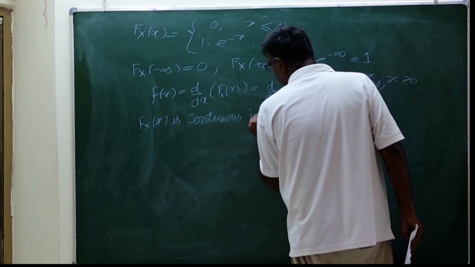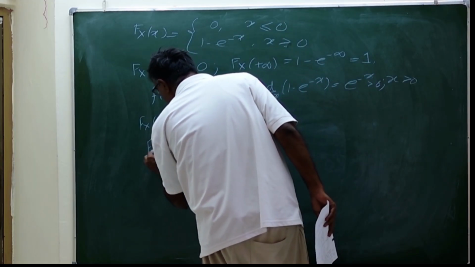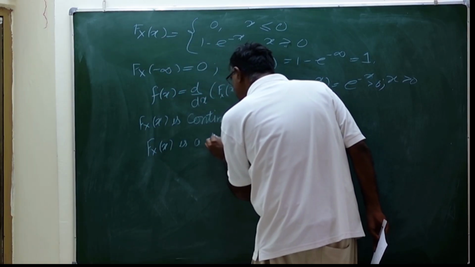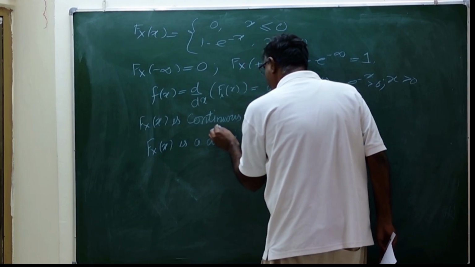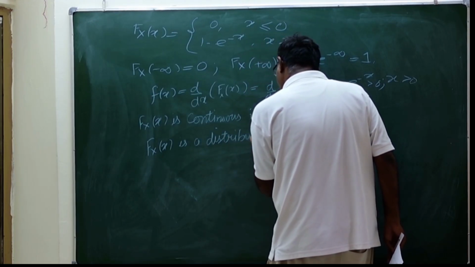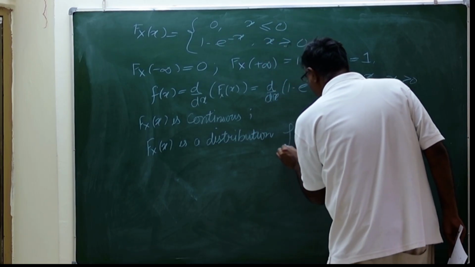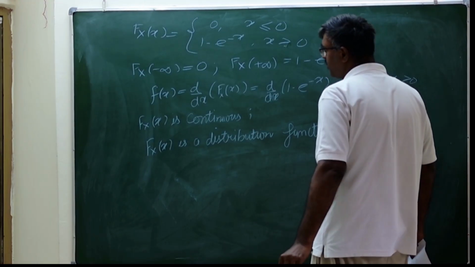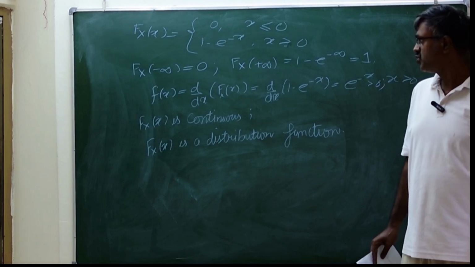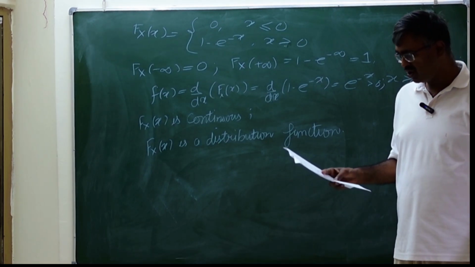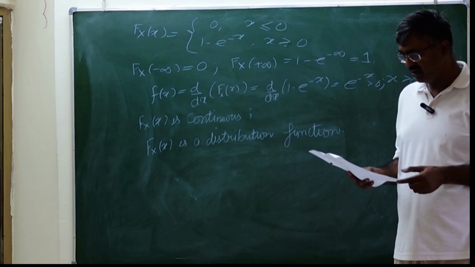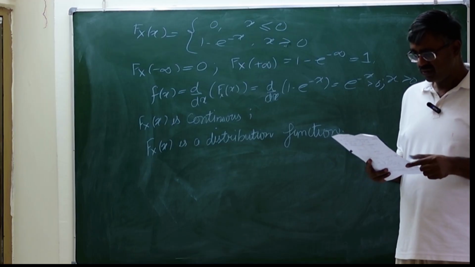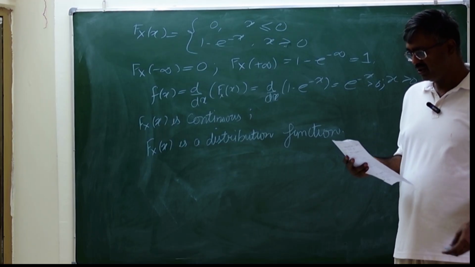So we conclude that f of x is a distribution function. Here also we saw the properties of a distribution function, and we concluded that this distribution is also a distribution function.